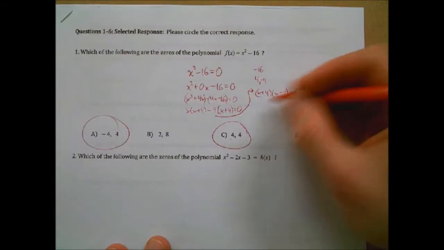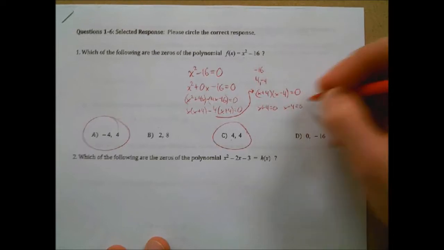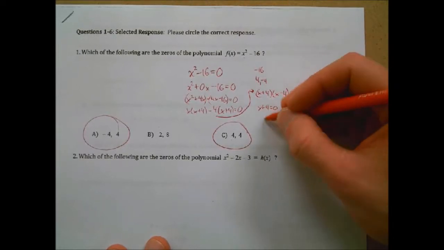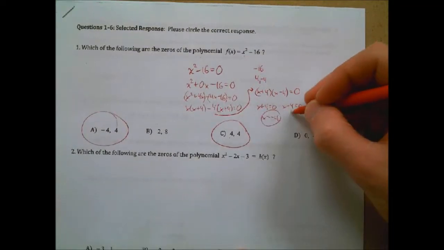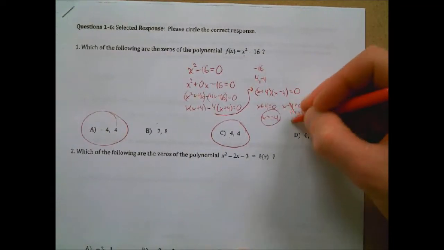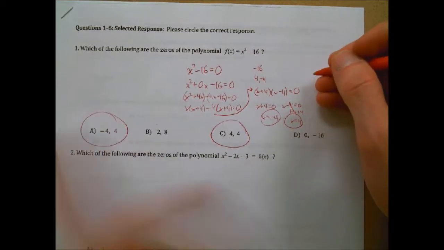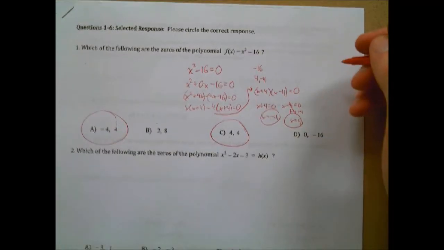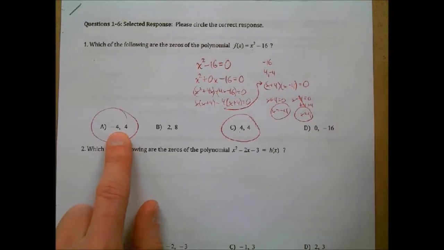So x plus 4 equals 0. X minus 4 equals 0. Okay? Subtract 4 from both sides here. We get x equals negative 4. There's one of our answers. And then add 4 to both sides here. We get x equals positive 4. And there's that one. So A has the negative 4 and the positive 4. B is also correct. I mean, those are zeros, but it's not all of the zeros, I guess. The best answer I would say here probably is A, because it has both of them.